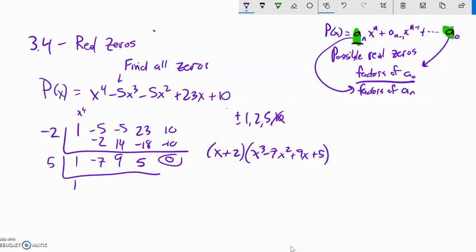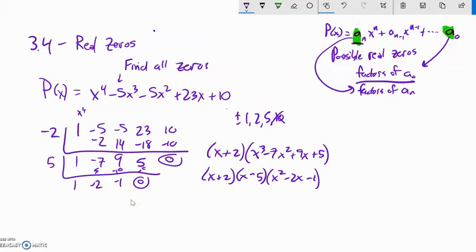So bring it down, multiply, add, multiply, oh yeah. Add, multiply, and I got another 0. So here's what just happened. I had already taken out an x plus 2. I just divided out an x minus 5. And since this was a cubic, this just shifted down to a quadratic. So x squared minus 2x minus 1.